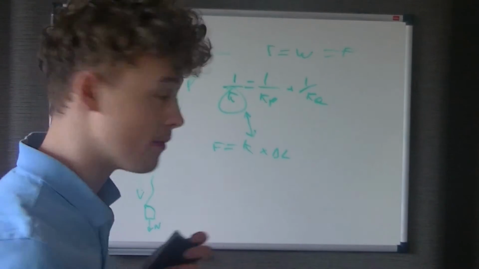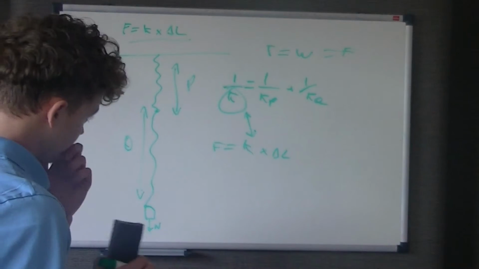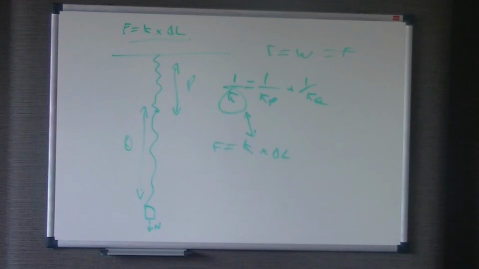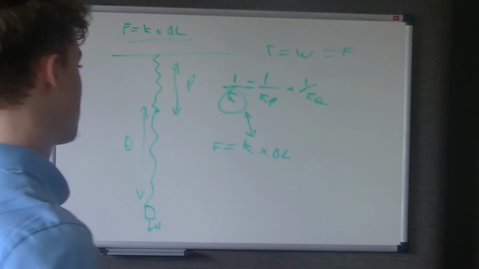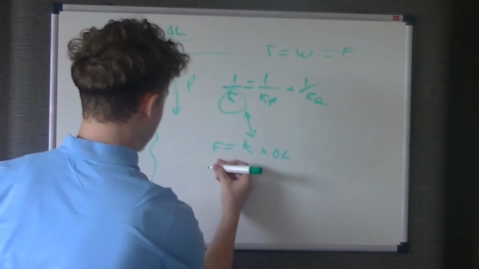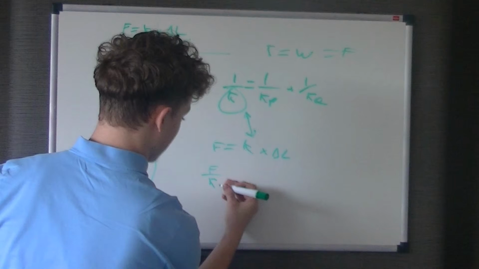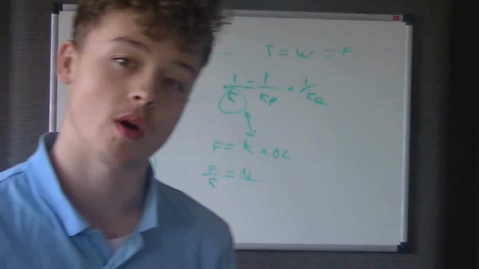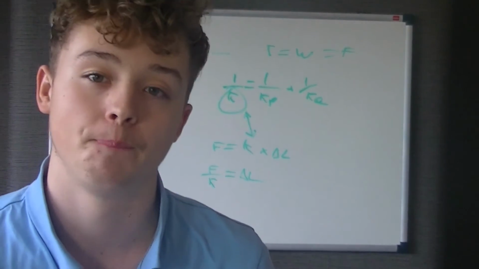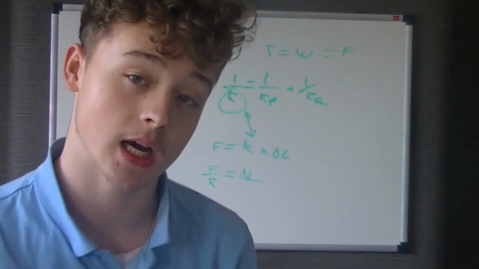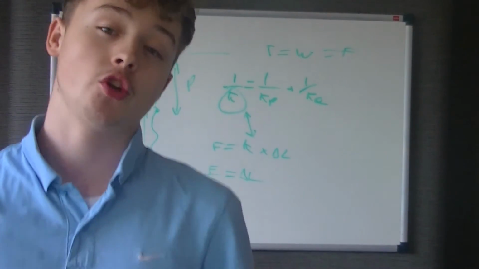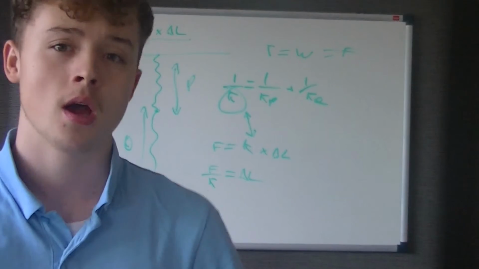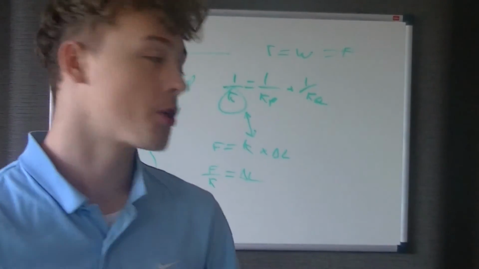Delta L, as I said, is going to be the same for both springs. So, that is going to be the overall force that's acting on the two springs. And you can rearrange this to get F over K equals delta L, or W over K equals delta L. And some questions might require you to ask, well, there's a 4 Newton force added and it creates a 20 metre extension. How much do you need to create another 30 metre extension?